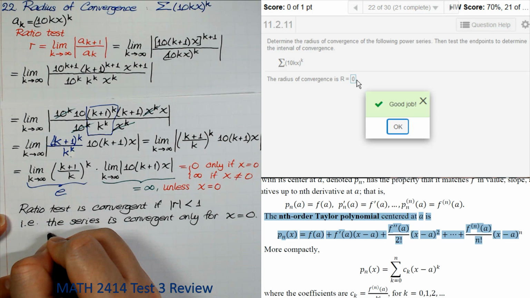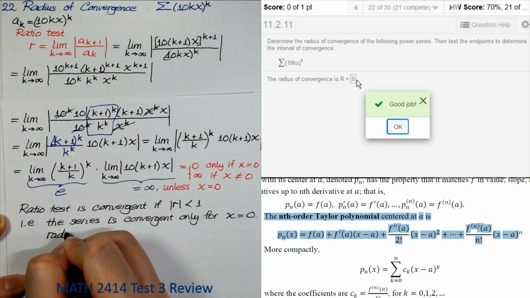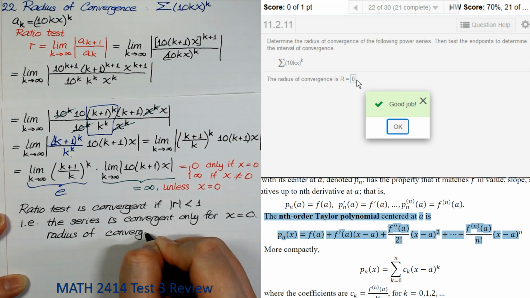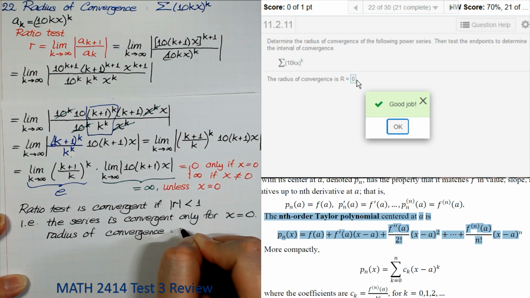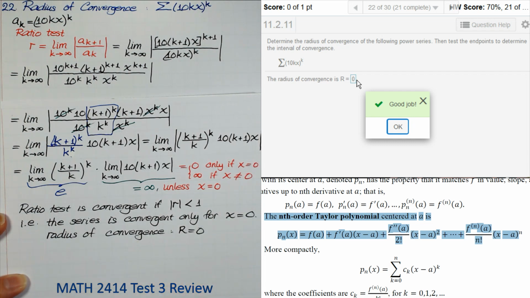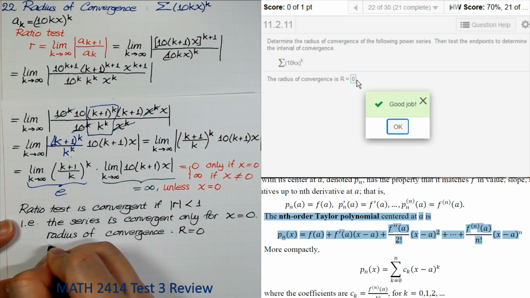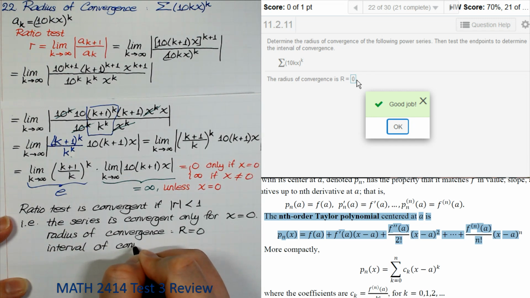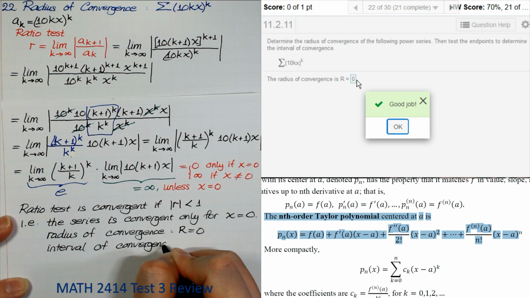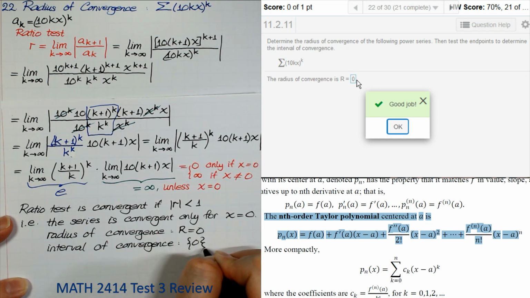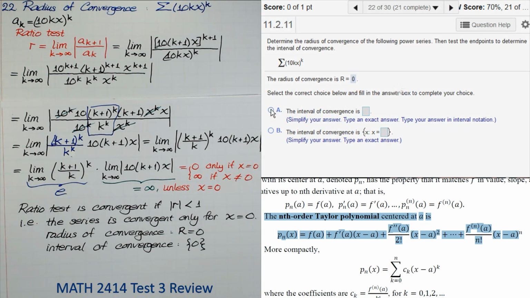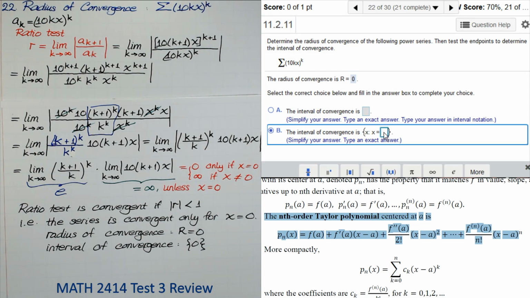Or we say the radius of convergence and the interval of convergence, it's just 0, just 1 point. The interval of convergence is just 1 point.